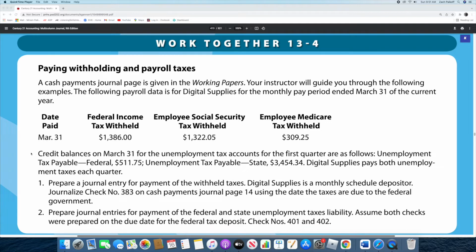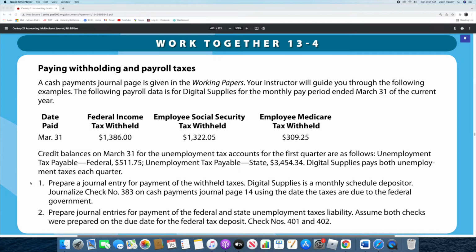The instructions also say that the credit balances on March 31st for the unemployment tax accounts for the first quarter are as follows. Unemployment tax payable federal, $511.75. Unemployment tax payable state, $3,454.34. Digital Supplies pays both unemployment taxes each quarter.